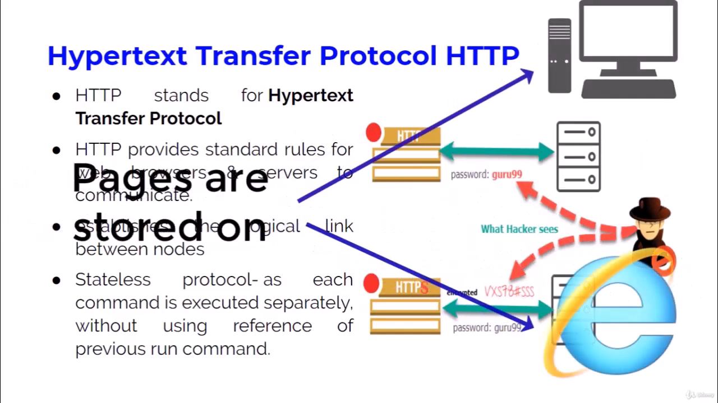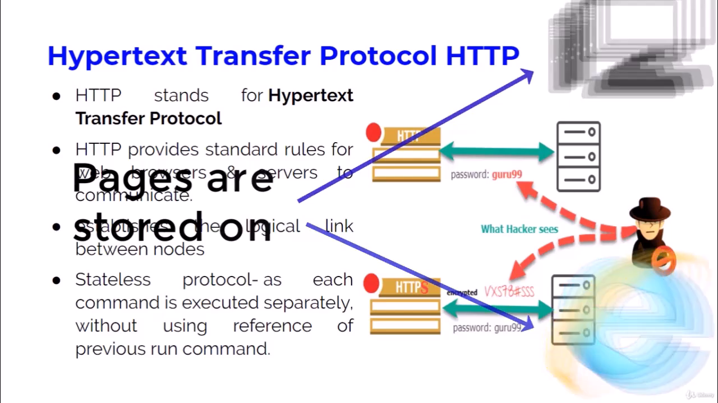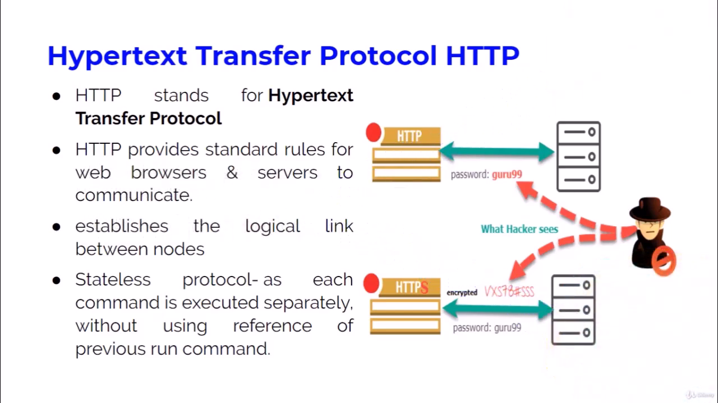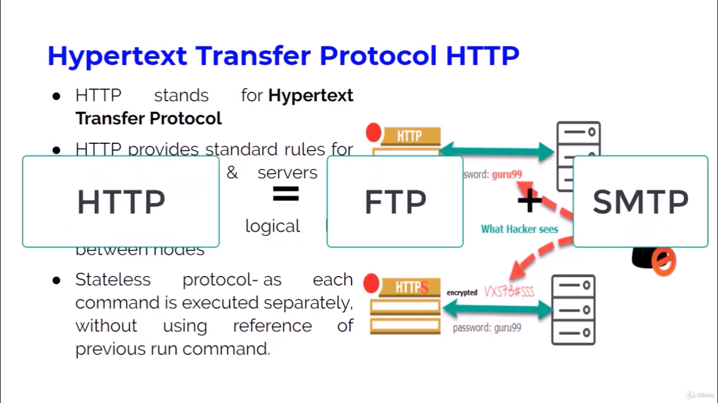HTTP pages are stored on your computer and internet caches. The pages load faster, but they are stored on systems that you don't potentially control, like ISPs' caching proxies. HTTP servers are implemented by Apache HTTP Server, Microsoft IIS, Jigsaw, Zope, and many others. HTTP functions as a combination of FTP and SMTP.